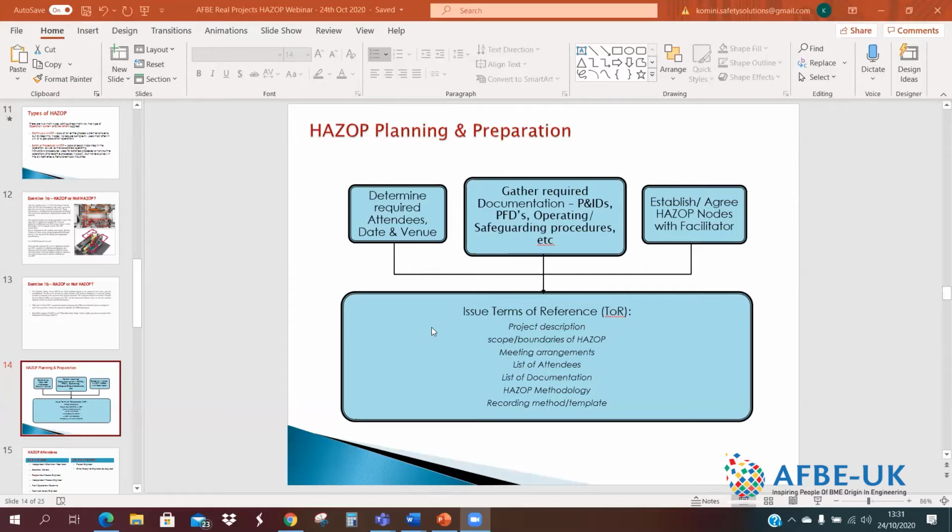Right, so we'll get straight into the second bit, which is HAZOP planning and preparation, and then we'll also look at the recording and management of actions and all the HAZOP process in general. I'll take this back into presentation mode.